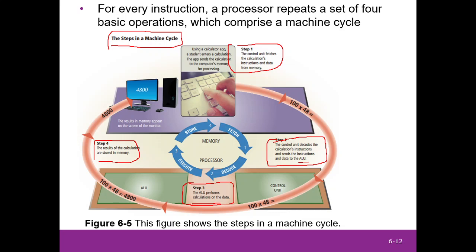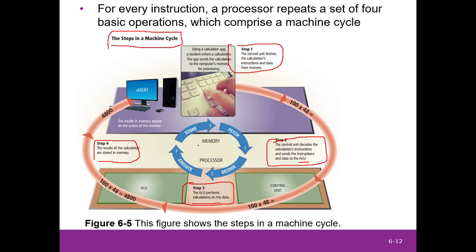Then the control unit decodes the instruction. It needs to know what this instruction is. Is it an instruction for addition or subtraction or multiplication or what? And it sends the data to the ALU on which that instruction has to be performed, and it informs the ALU what type of operation needs to be performed on this data.